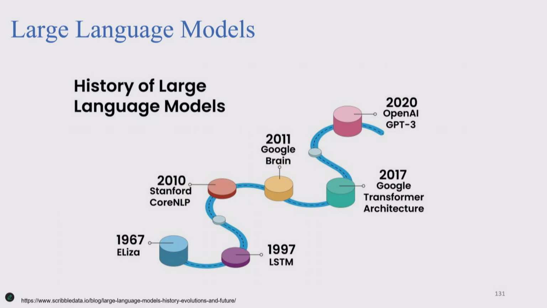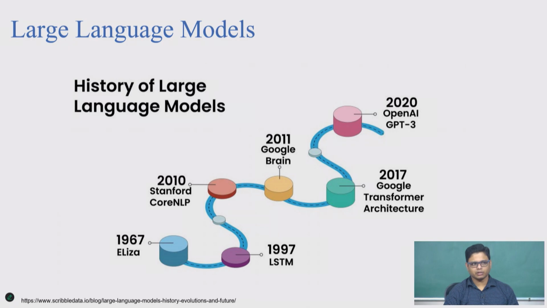Okay, so we talked about CNN models, we talked about GAN models, GNN models. Now we will move to large language models. One of the first language models was in 1967, called ELIZA. Then the LSTM came, the long short-term memory model. Then there was another model from Stanford, Google Brain. 2017 was a really key year for the transformer architecture, and when 2020 came, you know about this GPT-3 boom and everything. And again, there have been many other large language models.